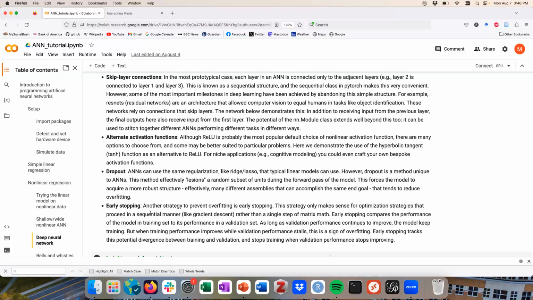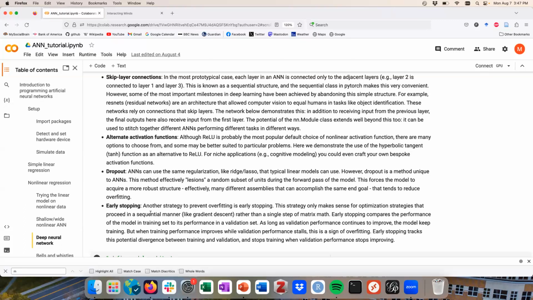And then finally, early stopping also helps to regularize the models, to prevent overfitting. Basically, this tracks the comparison between the loss on the training data, the data that the model's actually seen, and the loss on some held out data, which is usually called a validation set. As the model learns, again, because it's learning sequentially, you can compare those two things.